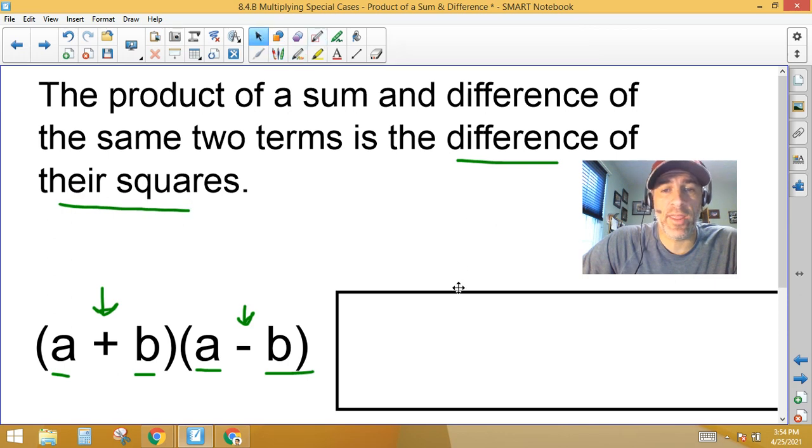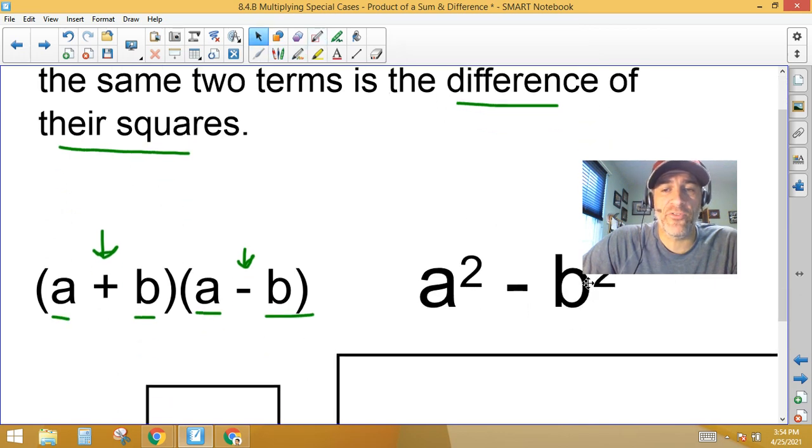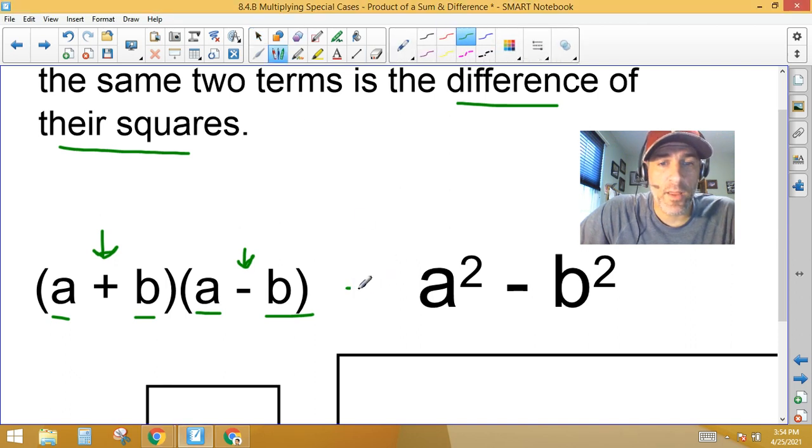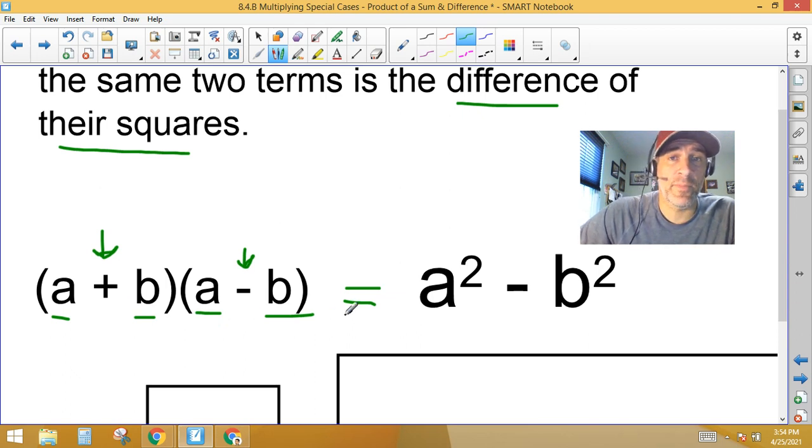What that will look like here is, I take their squares, a squared, b squared, and I put a subtraction sign between them. If you recognize you have a plus b, a minus b, it'll simply be a squared minus b squared.